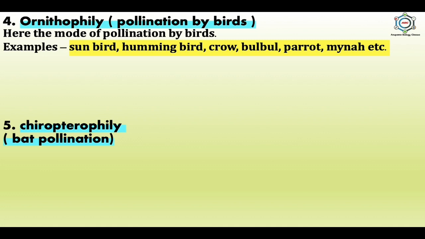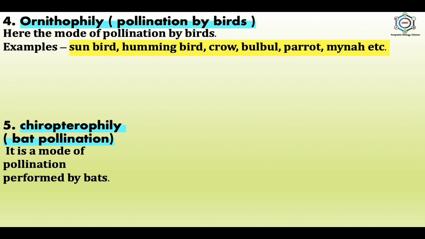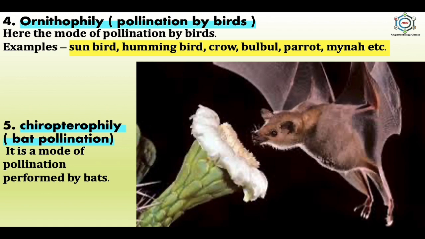Next is chiropterophily, that means bat pollination. It is a mode of pollination performed by bats. And the bats are nocturnal flying mammals which move swiftly and transport pollen grains over long distances, sometimes over 30 kilometers. Here, the flowers they visit are large, dull colored as you can see in the picture, and have a strong scent.